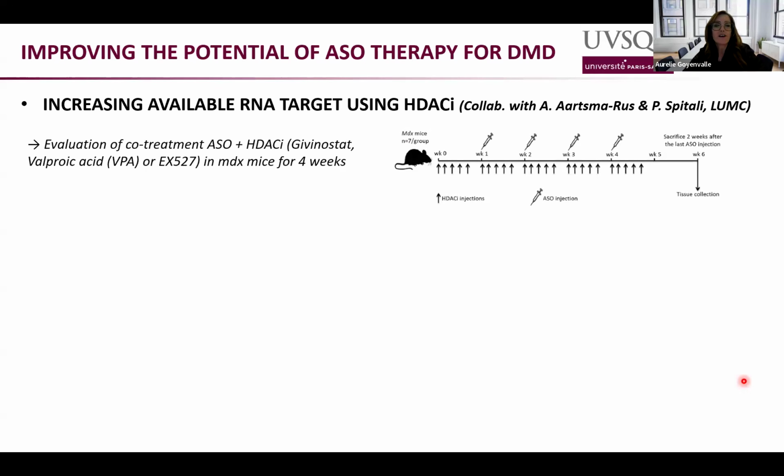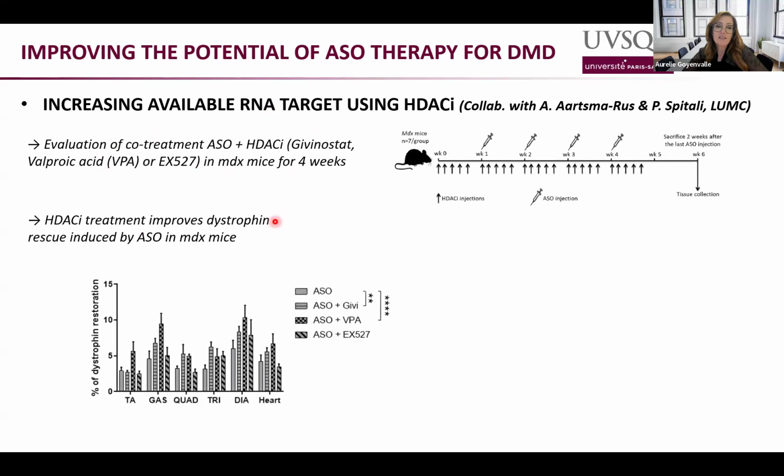So we evaluated different HDAC inhibitors in co-treatments with the Tricyclo. We selected givinostat, valproic acid, or EX527, and treated the mice for 4 weeks with this cocktail. And we were able to show that indeed the co-treatment with HDAC inhibitors such as givinostat or VPA increases the level of dystrophin restoration. You can see here, for example, in the diaphragm, with the treatment with VPA, we almost doubled it, it's like 1.7-fold increased dystrophin expression.